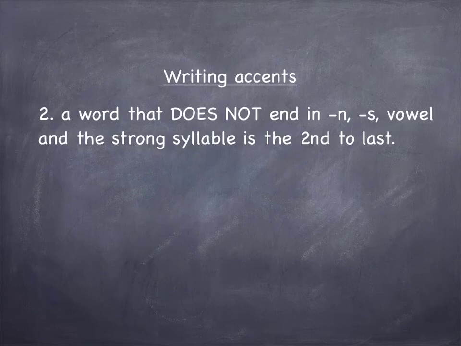Our next rule is about words in which the strong syllable is the second to last, but the word, pay attention to this, does not end in N, S, or vowel. For example, azúcar, right? Azúcar ends in a consonant, therefore the strong syllable is the second to last, but because it does not end in N, S, or vowel, then you must mark an accent.